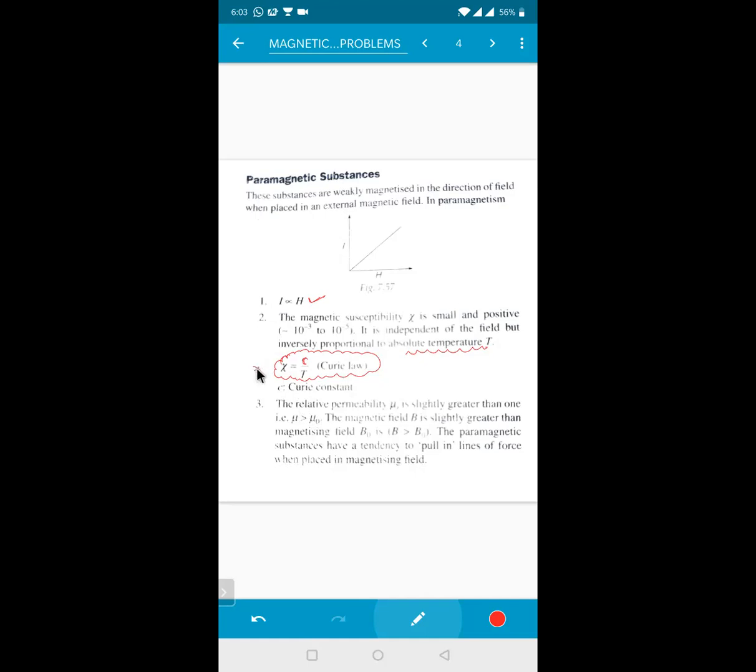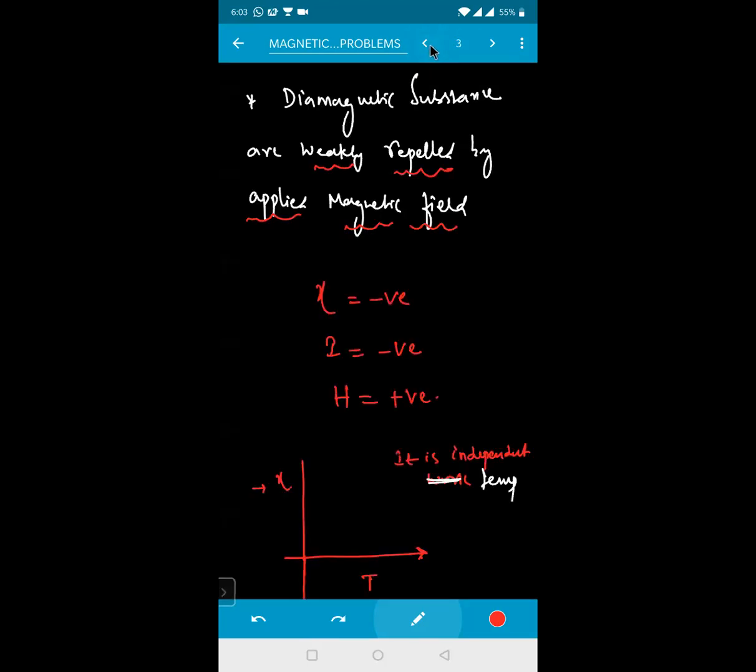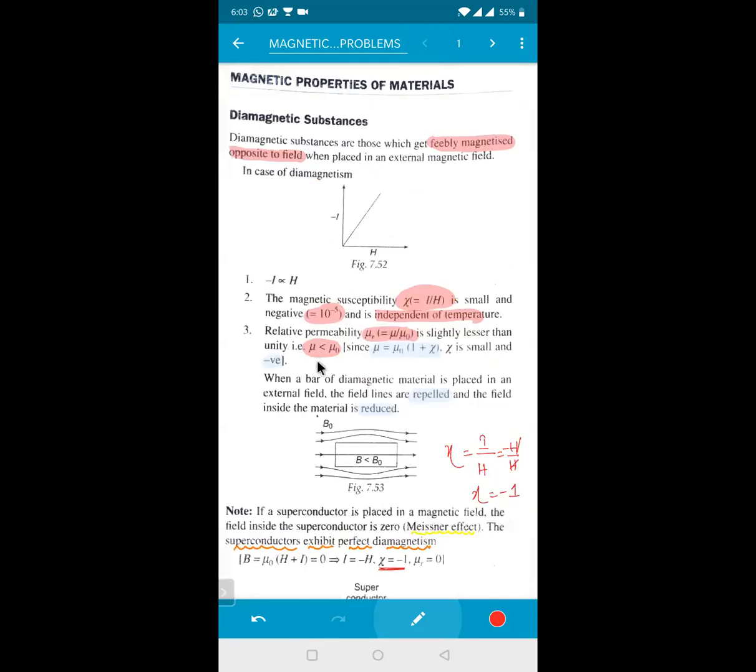This is very important, and in numericals we will get a lot of questions. The relative permeability is slightly greater than 1 in this one, so mu is greater than mu naught. Whereas in the previous case, mu is lesser than mu naught. This point you also need to remember. That means mu of the medium is lesser than the permeability of air or vacuum.